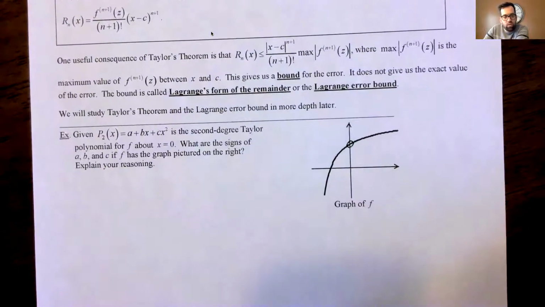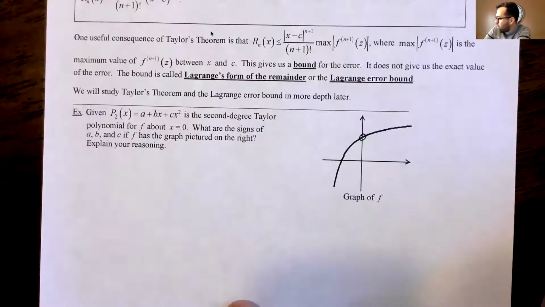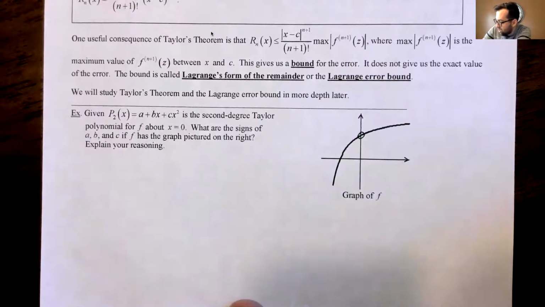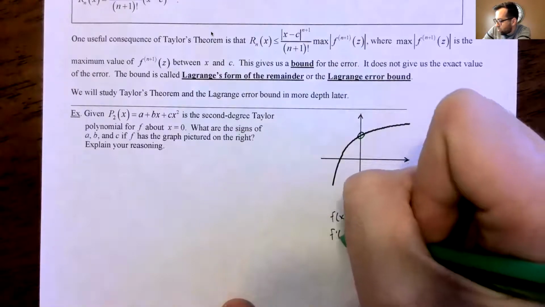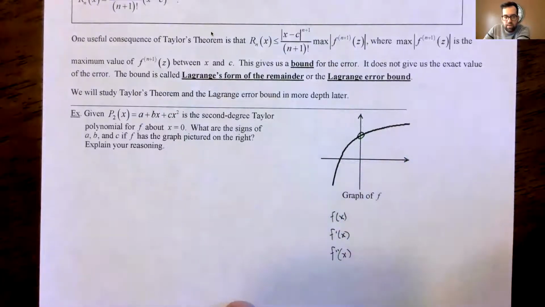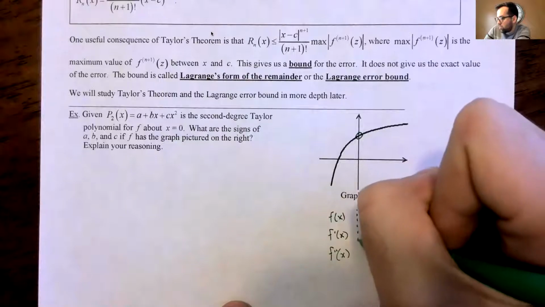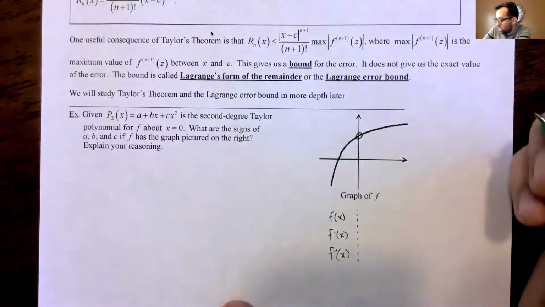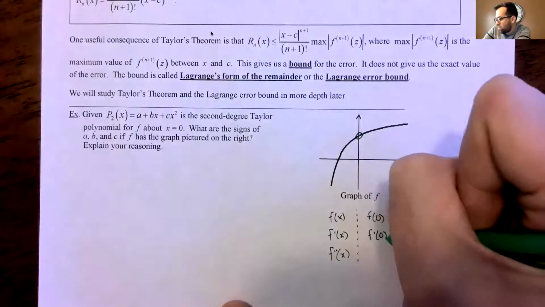And before we think about a, b, and c, let's just think about if we're doing the second degree Taylor polynomial, that means we're interested in the original function value, the first derivative, and the second derivative. And specifically, since we are centered at 0, we are interested in f of 0, f prime of 0, and f double prime of 0.